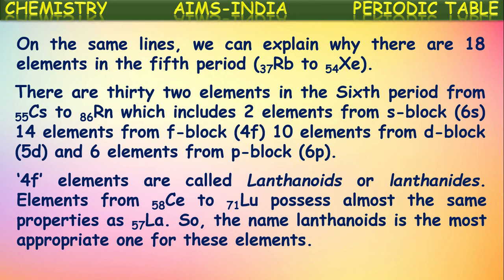4f elements are called lanthanoids or lanthanides. Elements from cerium to lutetium possess almost the same properties as lanthanum. So the name lanthanoids is the most appropriate one for these elements. So these 14 elements are written down at the bottom of the table. All these elements resemble the properties of lanthanum almost. That's why they are called lanthanoids. The elements after lanthanum, those 14 elements, are called lanthanoids. What are those? Cerium to lutetium.